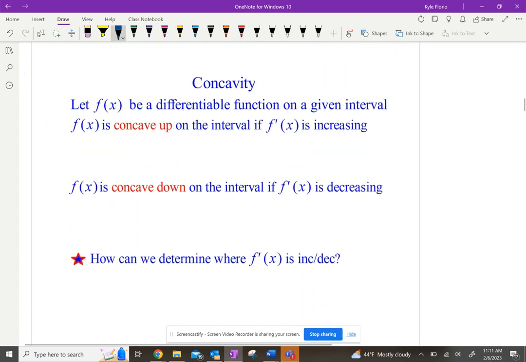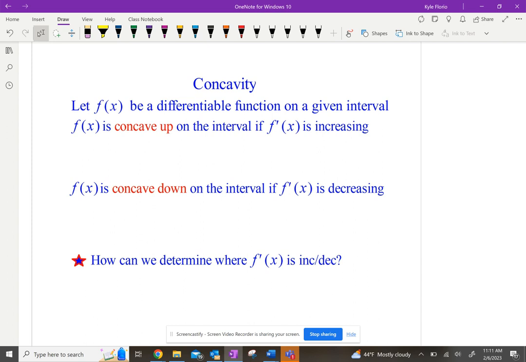Okay? So this idea of concavity. Take a minute to write it down, but let f of x be a differentiable function on a given interval. We say it's concave up on the interval if f prime is increasing. Visually, what concave up means is it's opening upward. Something like this would be concave up, and something like this would be concave up. In both situations, the slope is increasing.